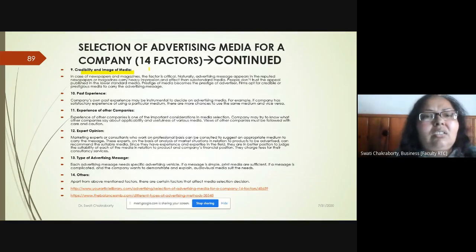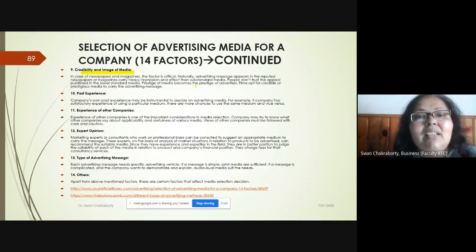So, how authentic is that media? In case of newspapers and magazines, this is very important, right? When an ad comes up in a reputed newspaper or magazine, that has a greater impact, right? People don't trust any ads that come up in substandard media. Past experience. Companies' own past experience also helps in determining the advertising media. So maybe they had a good experience with a particular media, then they go for it. If not, they choose a different one, right?